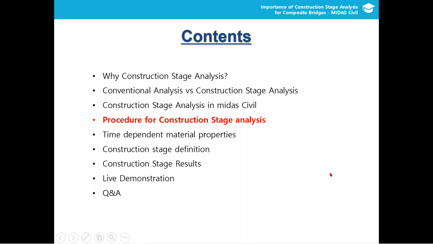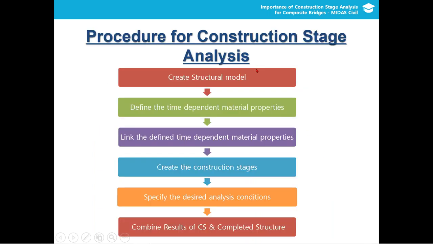Now let's see how the procedure is actually done. First, we have to define the structural model, then the time-dependent material properties, and assign them to the base material. After that, we use the analysis options of construction stages, and we define the construction stages and the construction sequence, activating and deactivating members, loads, and boundary conditions as per the site conditions. And then we define specific analysis conditions as well, like whether we want to consider the creep and shrinkage properties and the reinforcements or not, and so on.